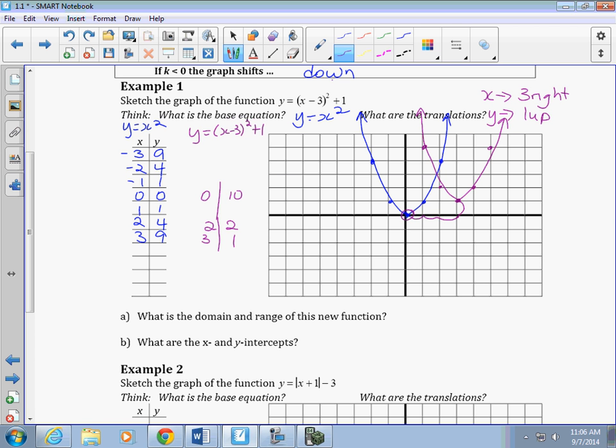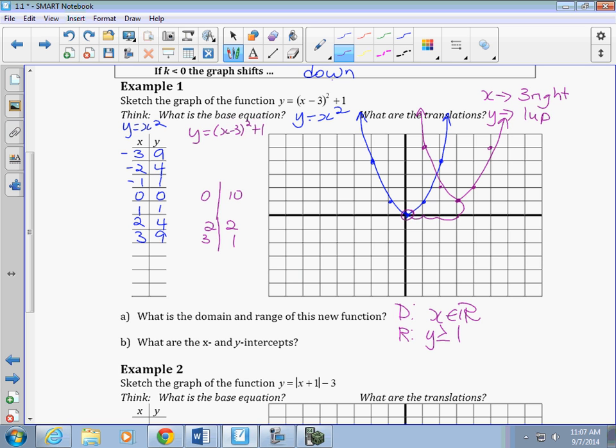So what is the domain of this new function? Of the new function, I could have chosen any values. So domain is all real numbers. The range, because of this translation, I can't go less than that positive 1. So the range is going to be everything greater than or equal to 1.